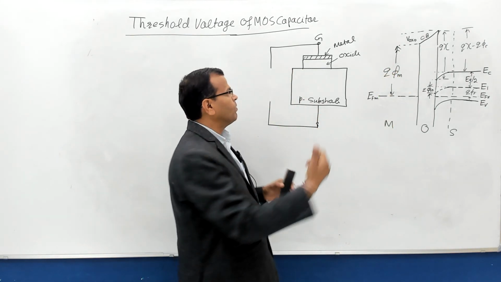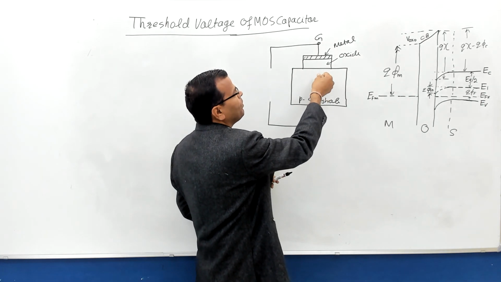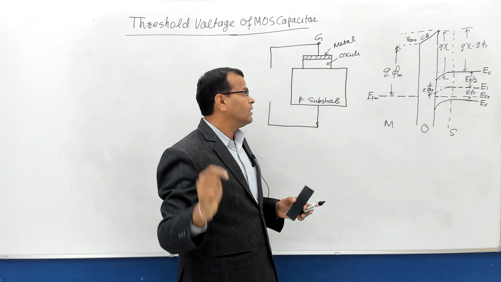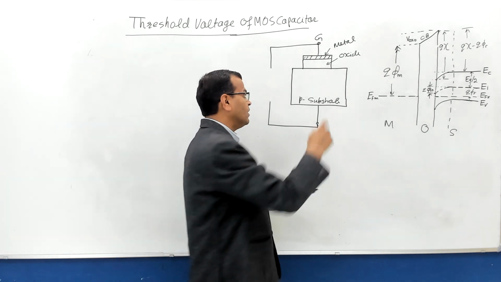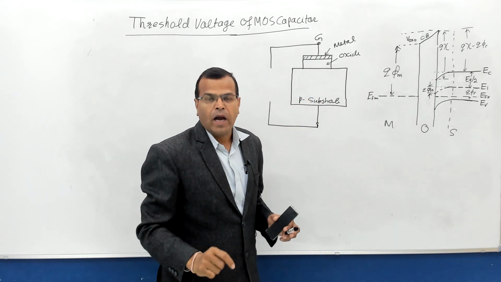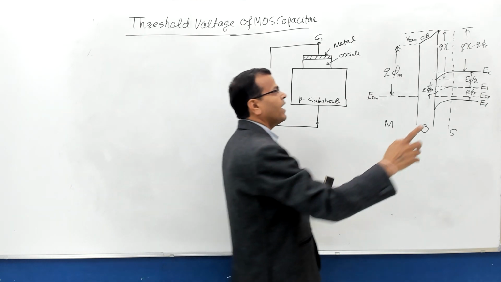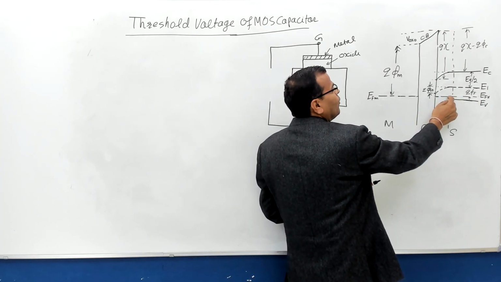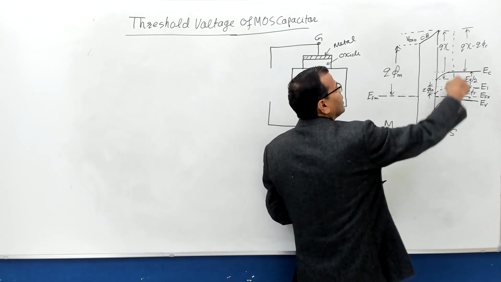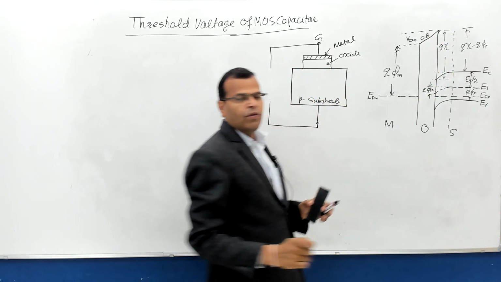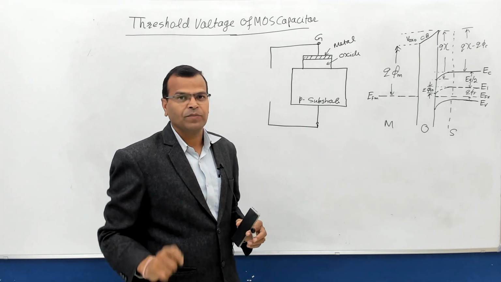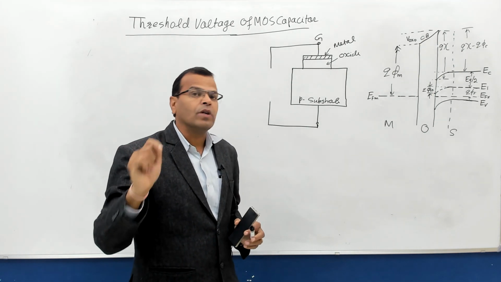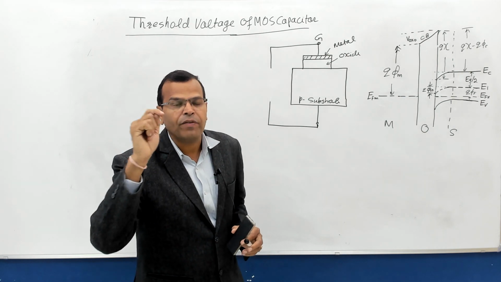Similarly, there may be the possibility of an electron moving from the P substrate to the oxide. That is nothing but the work function of the semiconductor. And that work function will be defined as the energy required to move the electron from the Fermi level of the semiconductor to the conduction band of the oxide. That is how we define the work function. But there is a new term which is known as electron affinity.